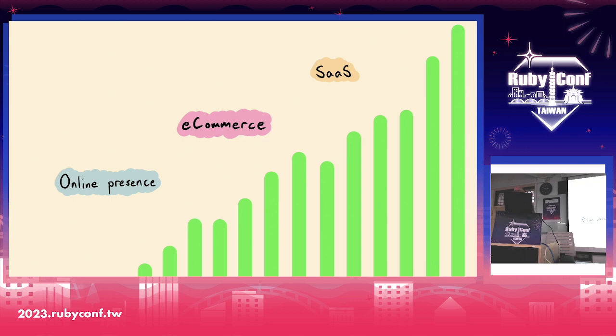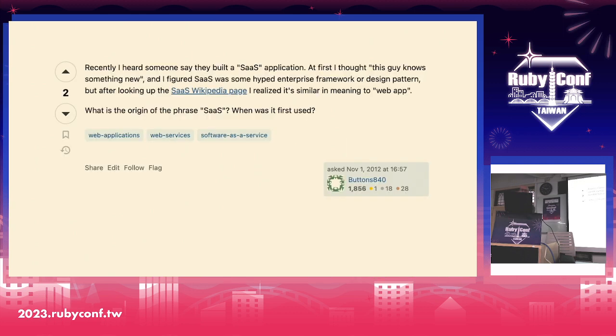And I know we're short on time, but I want to share this answer found on Stack Exchange because I was looking at the exact year SaaS was coined. And this guy named Buttons840 said, recently I heard someone say they built a SaaS application. First I thought, this guy knows something new. And I figured SaaS was some hyped enterprise framework or design pattern. But after looking up the SaaS Wikipedia page, I realized it's similar in meaning to web.